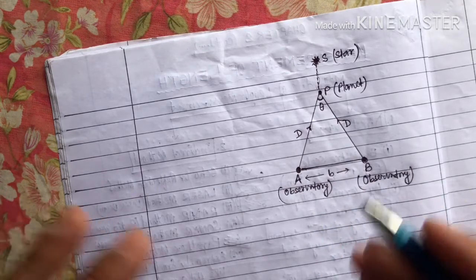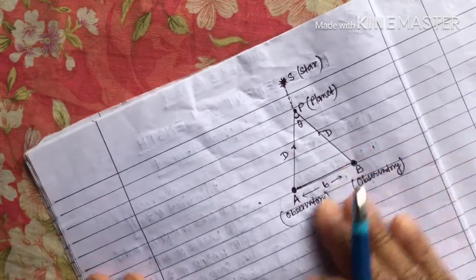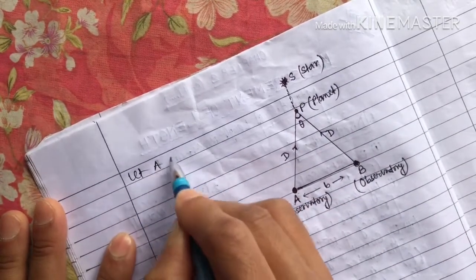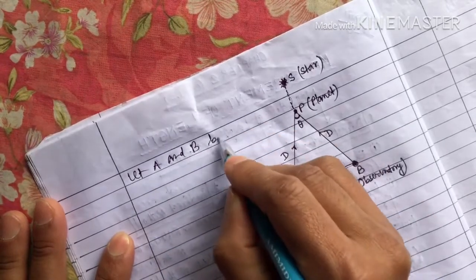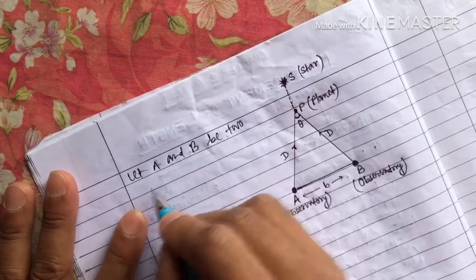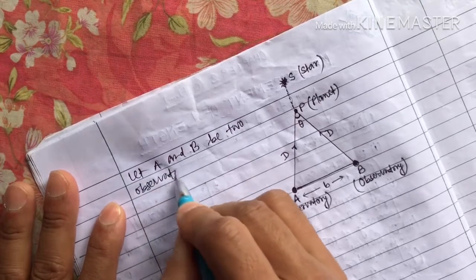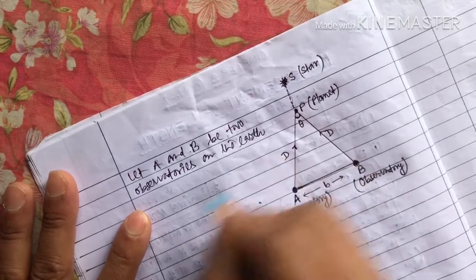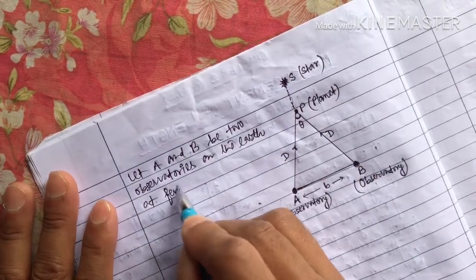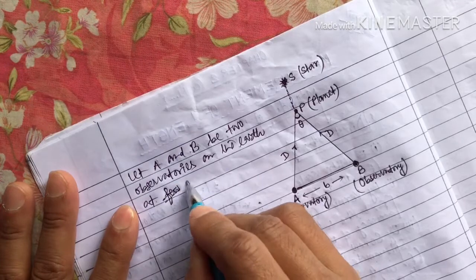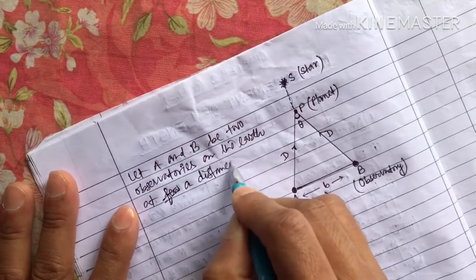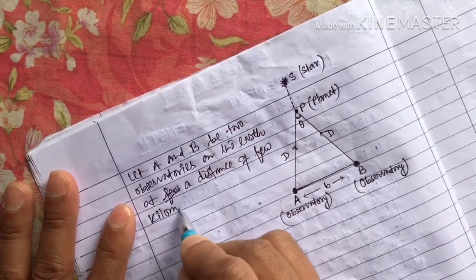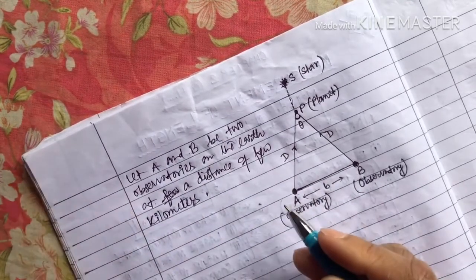All right. Now see how this can be done so easily. Let me write here in a proper way. Let A and B be two observatories on the earth at a distance of a few kilometers. Okay, so we can consider this thing.